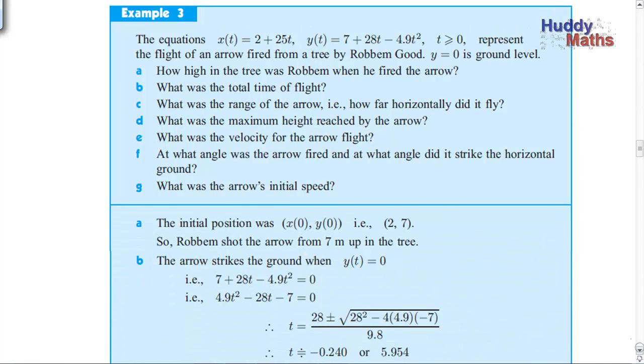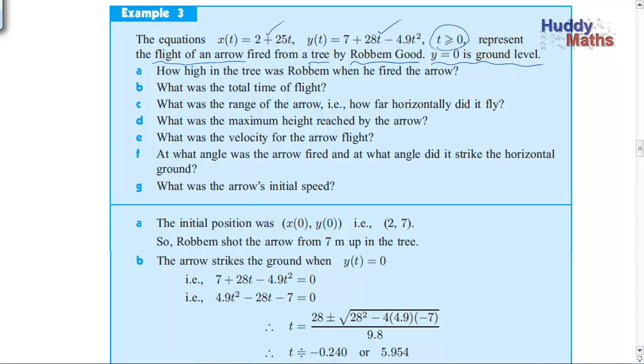Here's a little example from Hayes. We start off with two particular expressions of x with time and y with time, and it represents the flight of an arrow fired from a tree by Robin Hood. That's a good one, isn't it? It's quite humorous. I think it's Robin Hood, I'm not sure now. Anyway, y equals naught is ground level, and t is time here, so we should say t is greater than or equal to naught.